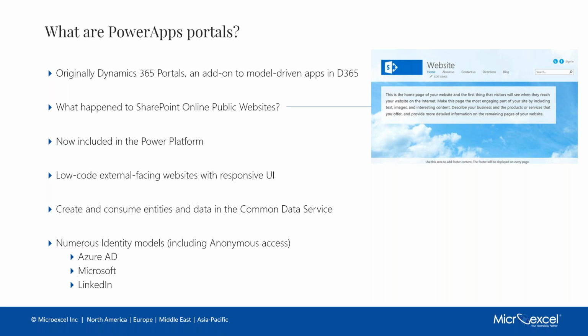Now, we've talked about these being externally facing, and that often includes anonymous access, which PowerApps Portals does include, right? However, there's also the need for identity models, authentication and authorization. And PowerApps Portals allows you to let users authenticate via Azure AD, Microsoft accounts, LinkedIn account, Google. So there are numerous identity models for you to identify who is actually leveraging the site. And we'll see why that's important.